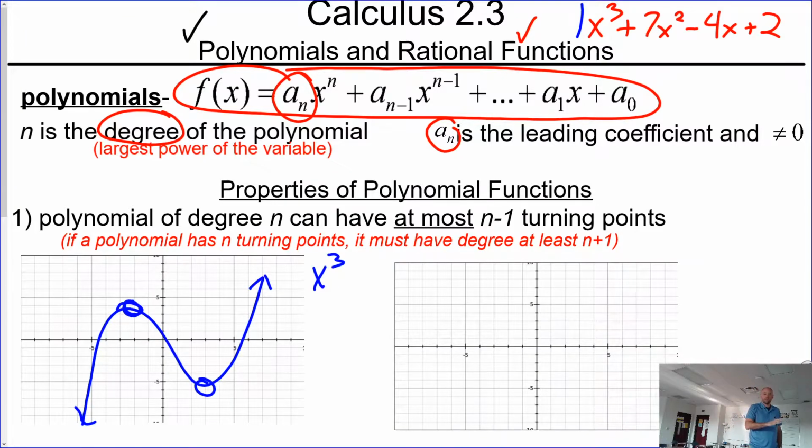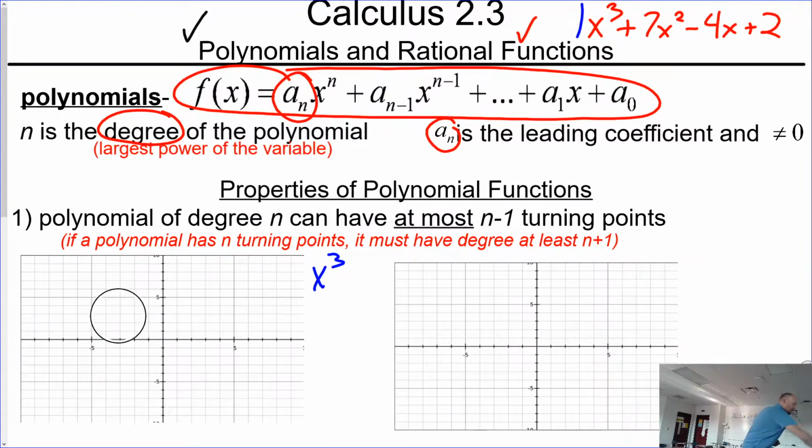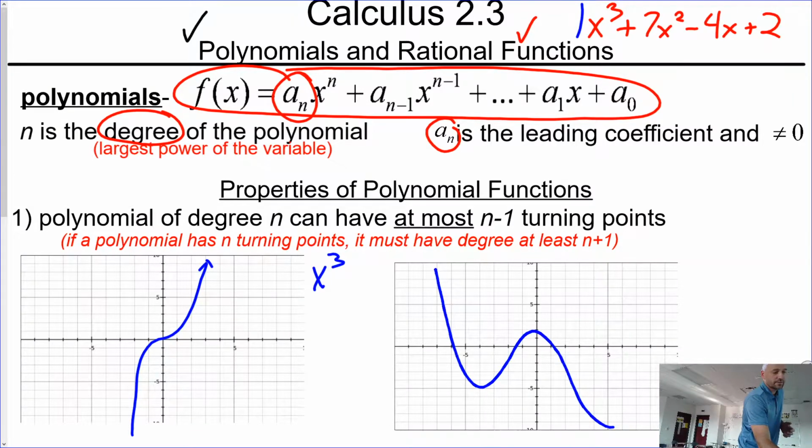It doesn't have to have 2 turning points. If we just graphed x cubed, x cubed looks like this. That's not a turning point at the origin there. It doesn't change direction going from increasing to decreasing. So like I said, it doesn't have to have n minus 1 turning points. It can. Degree 4 could look something like this. Degree 4 could have 3 turning points.